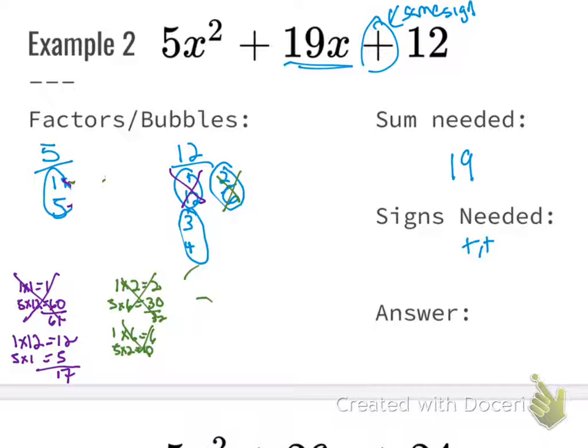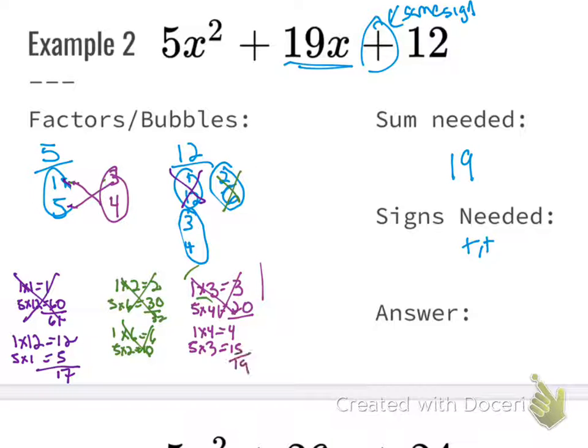3 and 4. I'm going to try 1 times 3, which is 3. 5 times 4, which is 20. So that's going to be 23, not 19. Okay, so we're going to try the crisscross version. 1 times 4, which is 4. 5 times 3, that's 15. We add those together, it gives me 19.